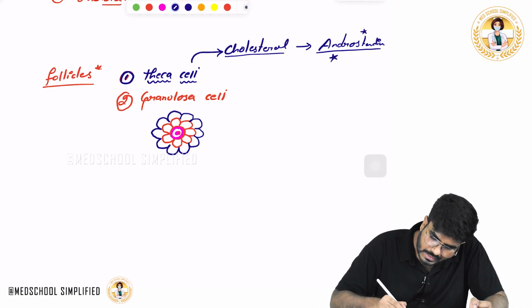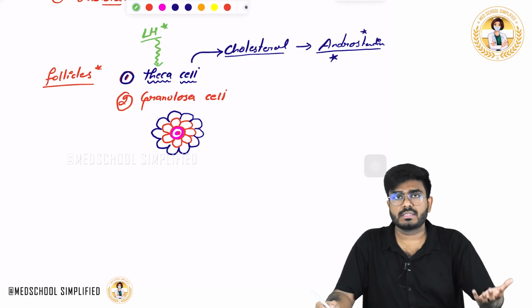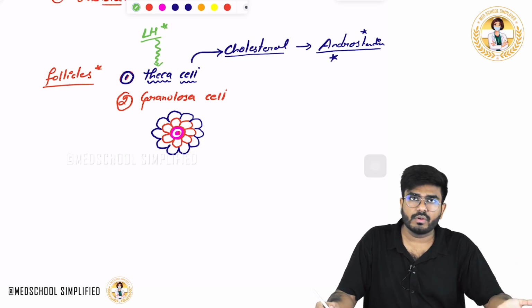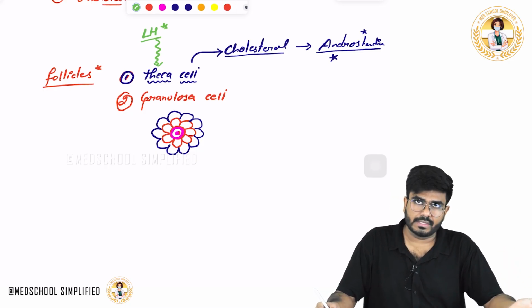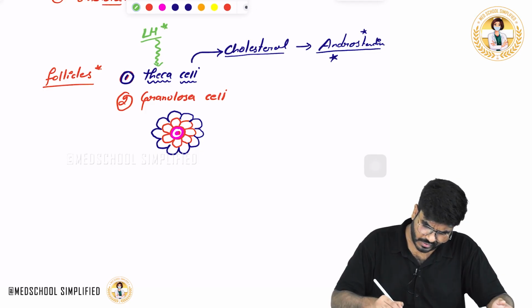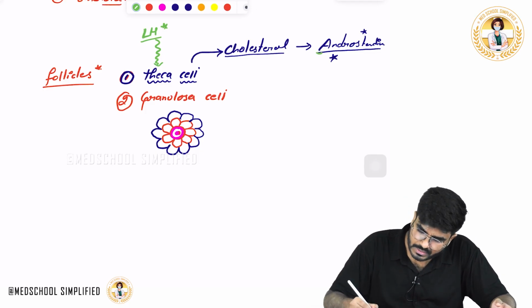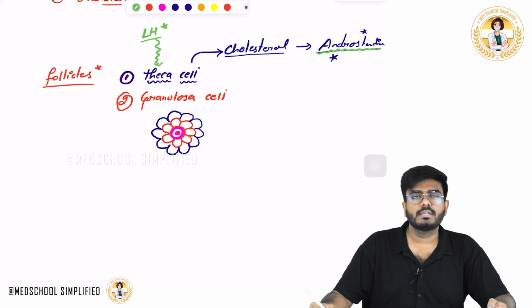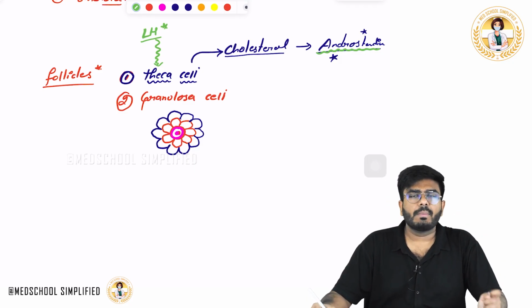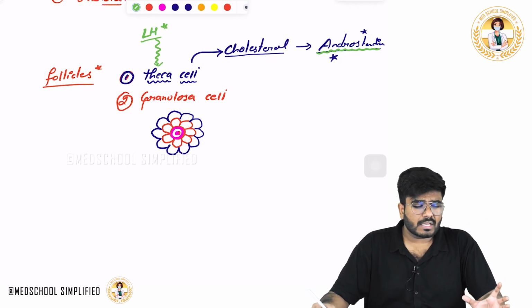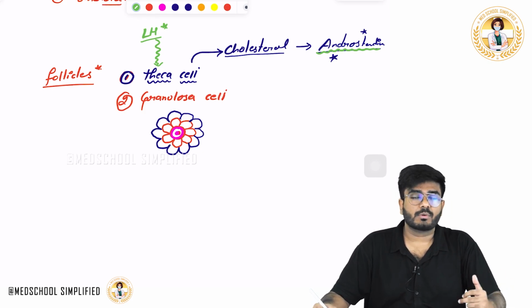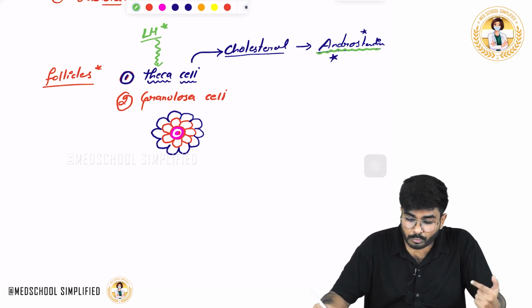These theca cells are under the influence of LH, luteinizing hormone. In males also, luteinizing hormone helps in the production of testosterone. Luteinizing hormone acts on the Leydig cell, so testosterone is produced. In females, luteinizing hormone helps in the production of androstenedione. That's the male sex hormone. But in females, do we require male sex hormones or female sex hormones? We require the female sex hormones. We require the estrogens, so we have to produce the estrogens.